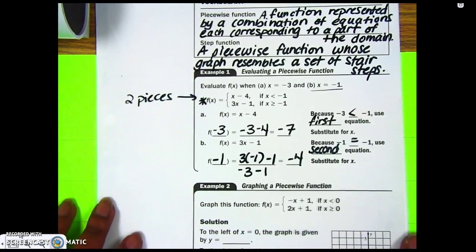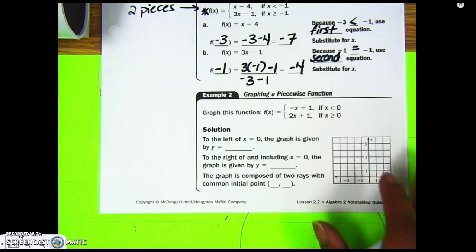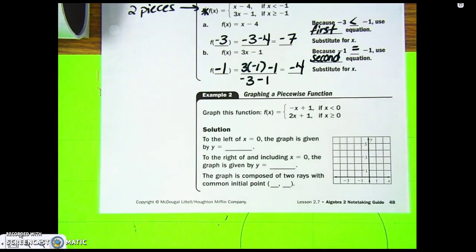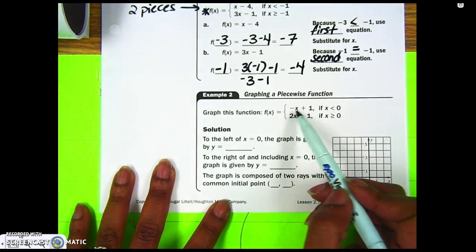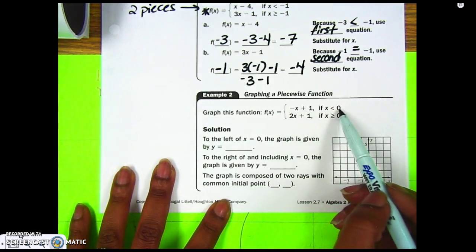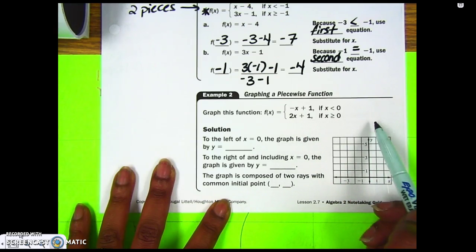Let's go on to the next example, which is graphing a piecewise function. Graphing a piecewise function is just like graphing a regular function, except you're going to eliminate the parts of the graph that are not in the domain. Here's our function f of x. We have two pieces again, -x plus 1 if x is less than 0, and 2x plus 1 if x is greater than or equal to 0.